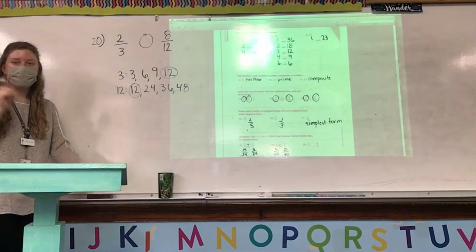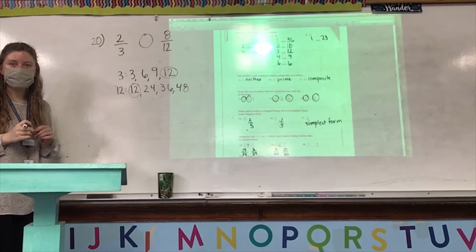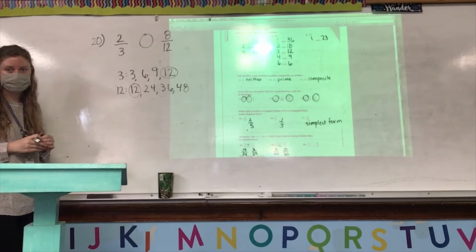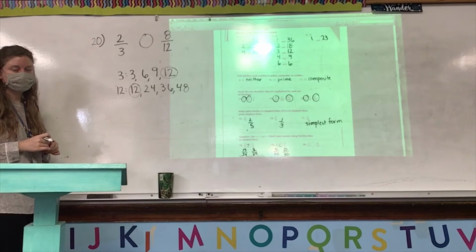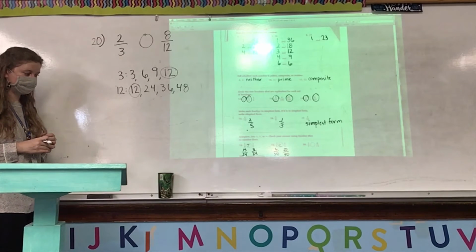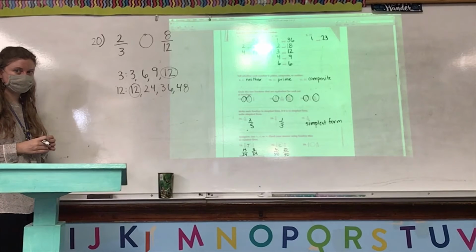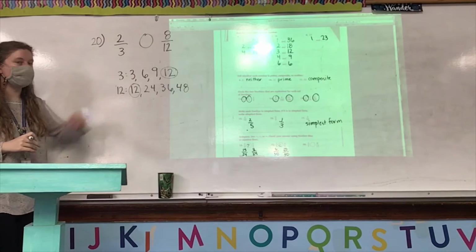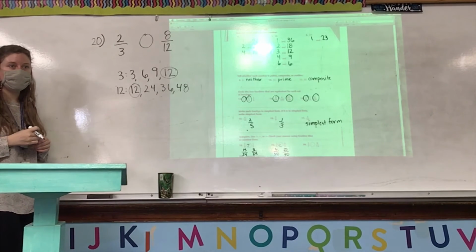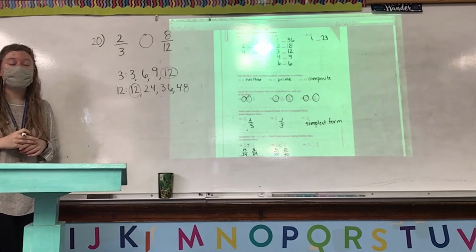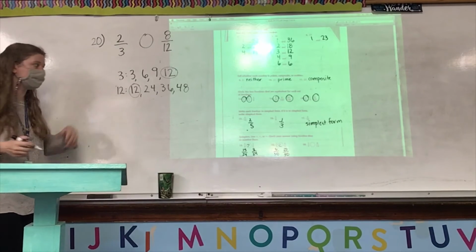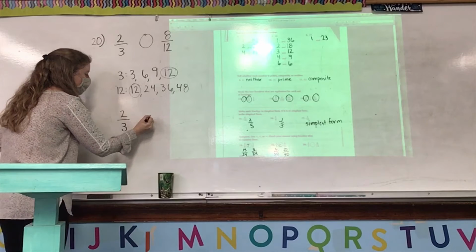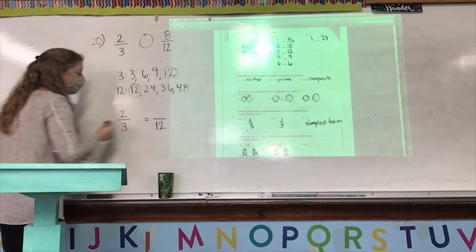So now we need to do what? What do we do with that least common multiple? Who can help her out? Michaela? It's going to be our denominator. It needs to be our new denominator. So we convert fractions so that we have a denominator of 12. So we need to change 2/3 so that it has 12 as the denominator.